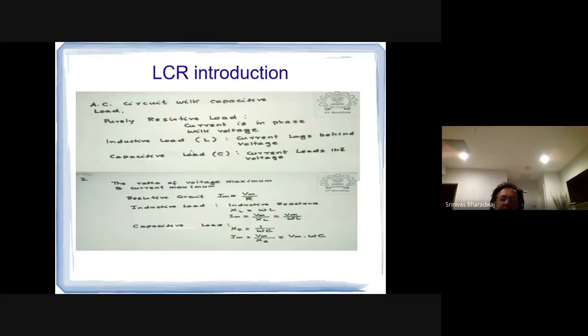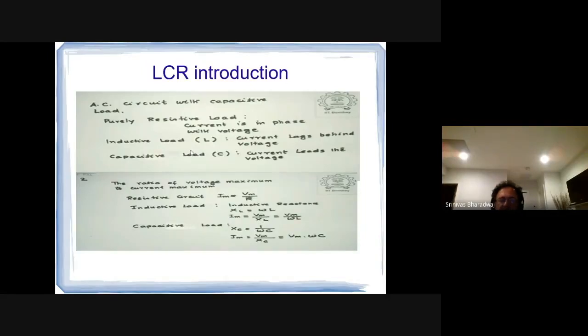Now if you introduce an L, C, and an R together, we have what is called an LCR circuit. In an LCR circuit, you have both an inductor and a capacitor. One has a phase which is forward, the other has a phase which is behind. Now there is this idea that the inductor and the capacitor kind of cancel each other.